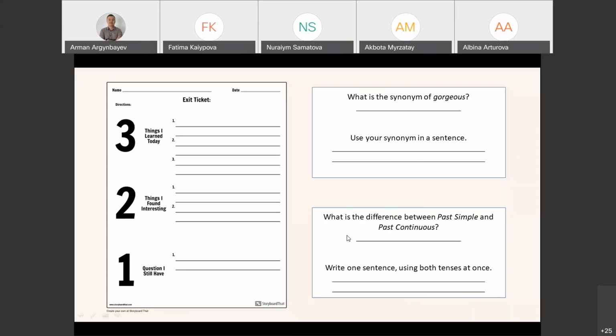What is the difference between past simple and past continuous? So it was a grammar lesson, for example. Again, write 1 sentence using both tenses at once. So here you'll immediately see if students actually grasp the idea, the topic or not.